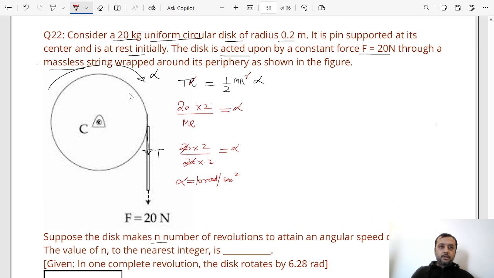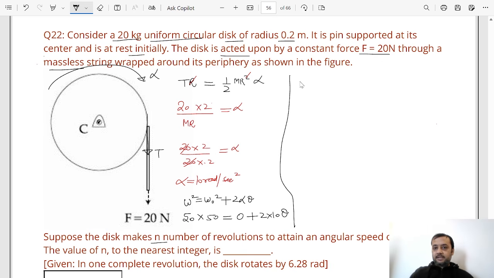Now we have to find the number of revolutions. The idea here is that we can use omega square is equal to omega naught square plus twice alpha theta, where omega is the final angular velocity, omega naught is the initial angular velocity, alpha is 10 and theta is unknown. Finally the disk acquires an angular velocity of 50, omega naught was 0, so 2500 equals 20 into theta. Theta is the angular displacement here. So theta becomes 2500 upon 20. That means 125. So the total angular displacement is 125, and we have to find the number of rotations.